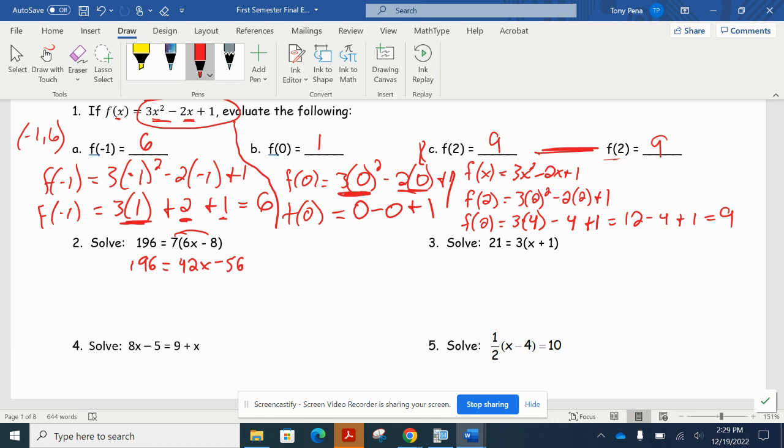Then we just go through whatever steps we need to get the x by itself. So in this instance, you're going to add 56 to both sides so that those would cancel. You now get 42x. And then we add those up. So we would do 196 plus 56 should give us 252. All right, from here to get the x by itself, you divide by 42. And when we do that, we get a nice value of 6.